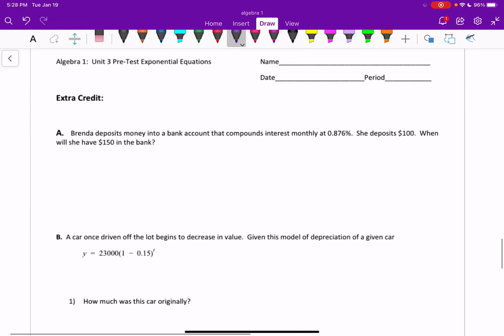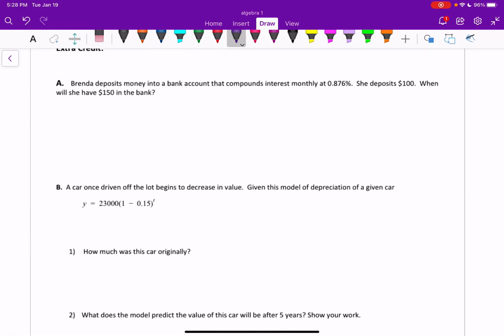Okay, now 2 more. We need to do the extra credit. Brenda, so first we have to decide. All right, compounds monthly. There we go, compound interest. So it's going to be Y equals $150, 1 plus, well, let's see. Oh, no, that's wrong. Let's read it again. She's deposited the money in the bank, compounded. Let's write the compound interest equation to start with. Y equals P times (1 plus R over N) to the N times T.